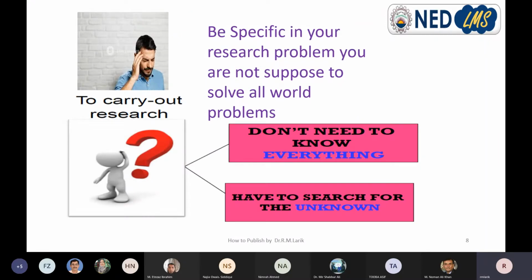Okay. Before you start your research, you do not need to solve all the world's problems, right? So be specific in your research. When you start, you should be specific to some problem that is not solved by anyone else before you. Research is narrowed down, because you need to narrow down your problem and only focus on your specific problem, right? And think very deeply. Actually, research is deep, not wide. When you go deeper and deeper, you find so many flaws in the previous research.